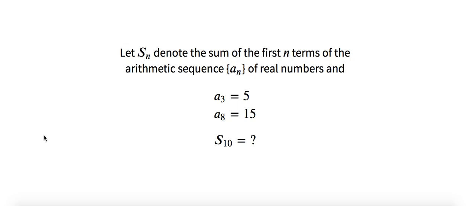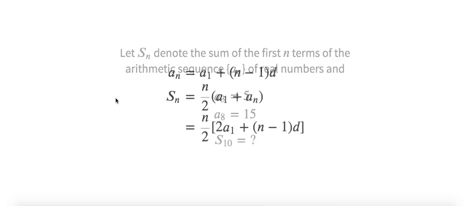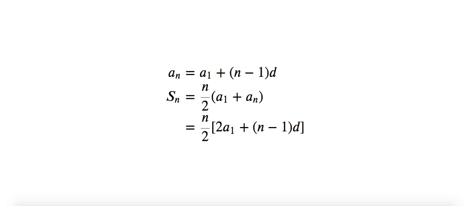Hey guys, today we will talk about the problem of this arithmetic sequence. Before diving into the solutions, let's recall the formulas for the nth term and the sum of the first n terms of an arithmetic sequence, given that a sub 1 and d represent the first term and the common difference respectively.